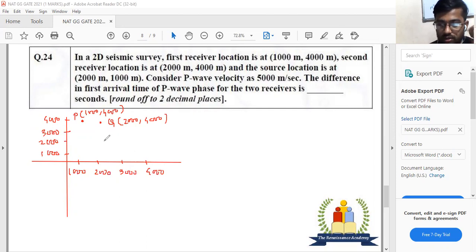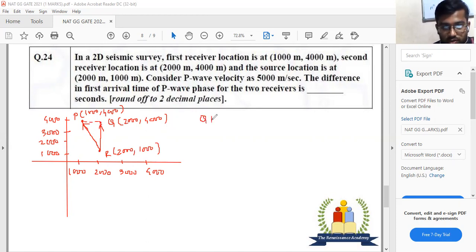And third is at 2000 meter and 1000 meter. Value of x is 2000. Here, let's say coordinates 2000 and 1000. Okay, so if you join this, okay, like this.